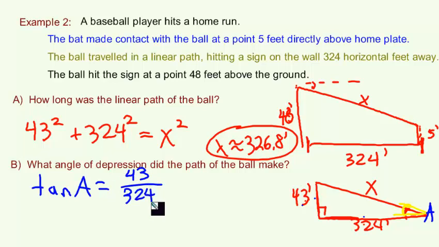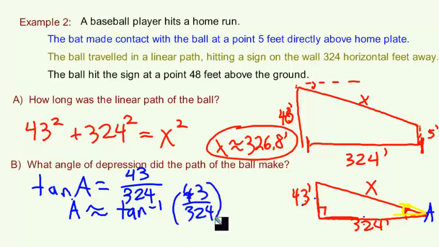To figure out what A is in this case, I need to get rid of the tangent function, and nothing gets rid of a tangent function better than inverse tangent. So I'm going to apply inverse tangent to the left side, which will simply give me A by itself, and I'm going to apply inverse tangent to the right side, which means I'll want my calculator. I'm going to hit the second button, the tangent button, and then in parentheses type in 43 divided by 324. You should get about 7.6 degrees.